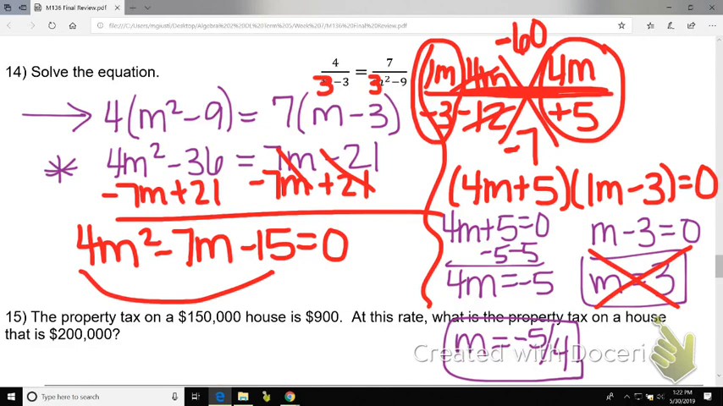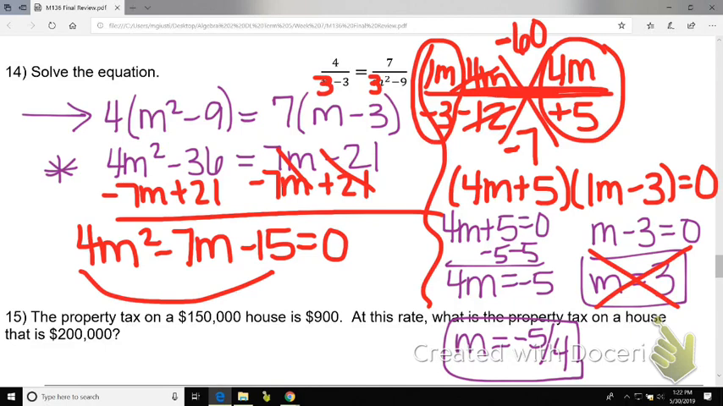If neither one of them would have made it a 0, they both would have been fine. It's just because that 3 made it a 0. All right, how do you feel about 14? Pretty good? It's proportion, quadratic, asterisk.